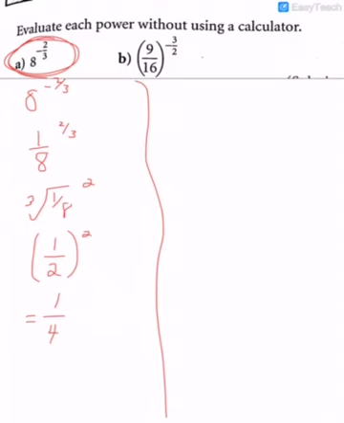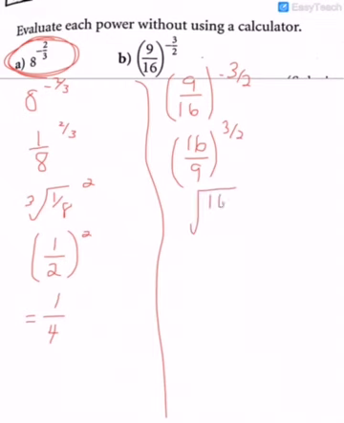Let's try another one. Again, we're going to deal with the negative exponent first. The negative exponent is going to flip our fraction into 16 over 9. Now the negative is gone from the exponent, but the fractional exponent is still there. So now let's deal with that fraction. The denominator is 2, which means I've got a square root of 16 over 9. And then the top is 3, which means that's my power.